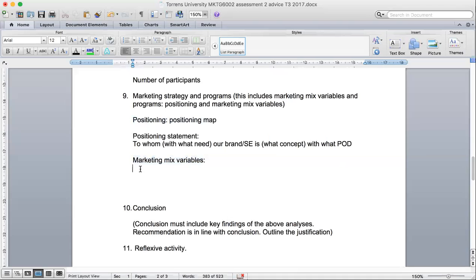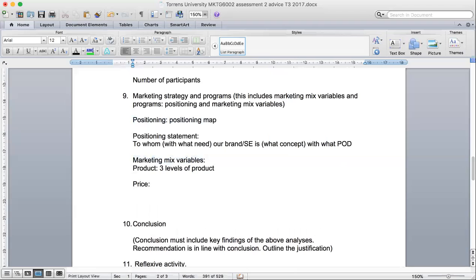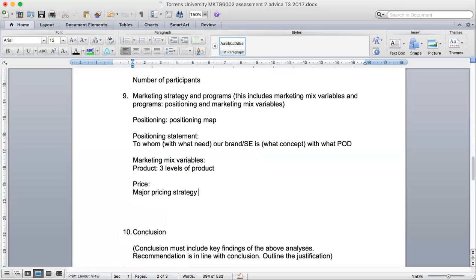Now, marketing mix variables. We have discussed product, placement, and price. And next week, we are going to discuss promotion, which I believe most of us are familiar with. But just briefly, in terms of product, please use the term 3 levels of product concepts. And in terms of price, please look at the major pricing strategy, if it is not a new product, or new product pricing strategy.